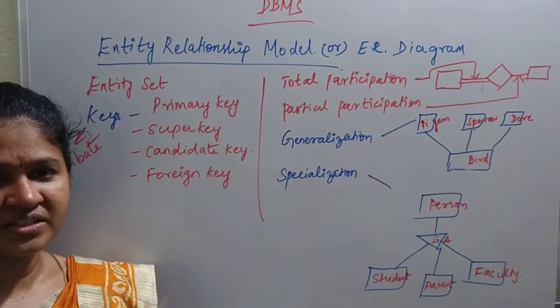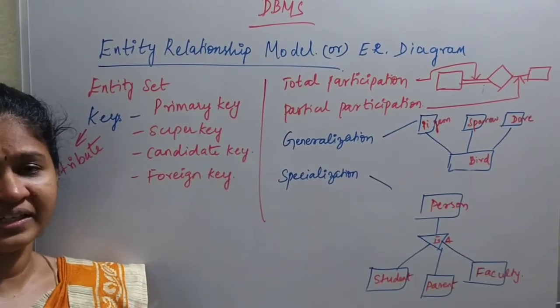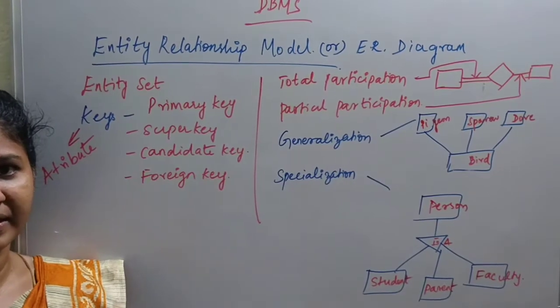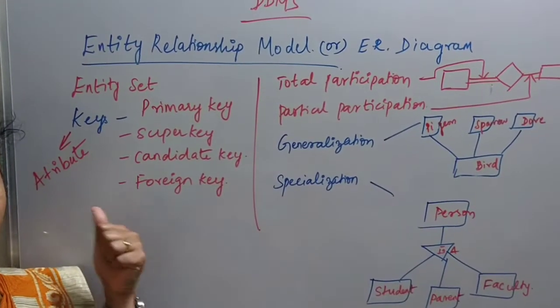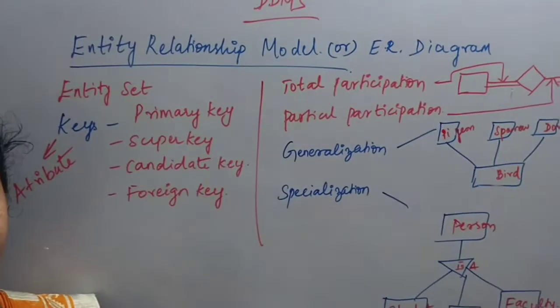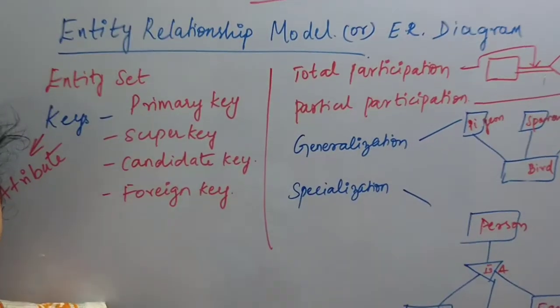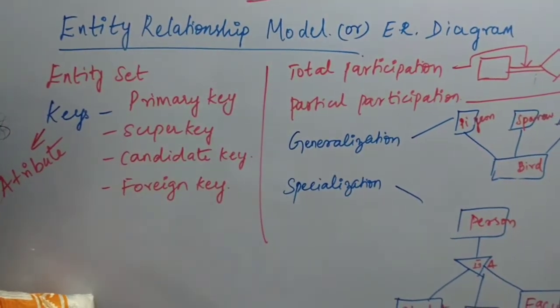Hi everyone, in this session we are going to see the remaining diagrammatic representation of your ER diagram. So we are going to see what an entity set is. An entity set is a collection of entities, which together is called your entity set.